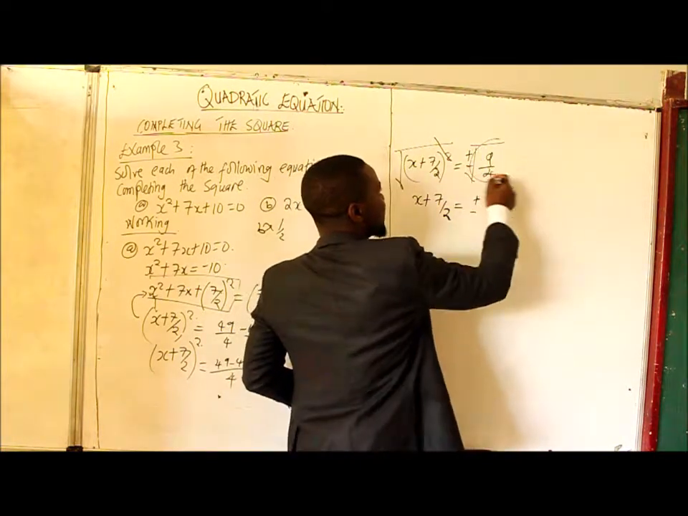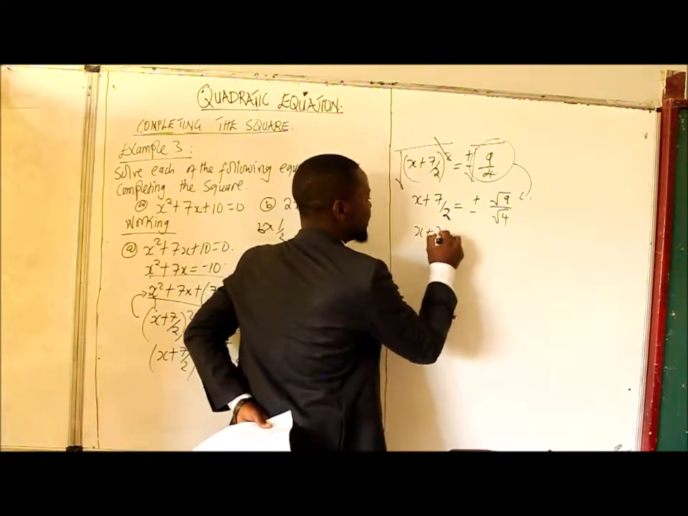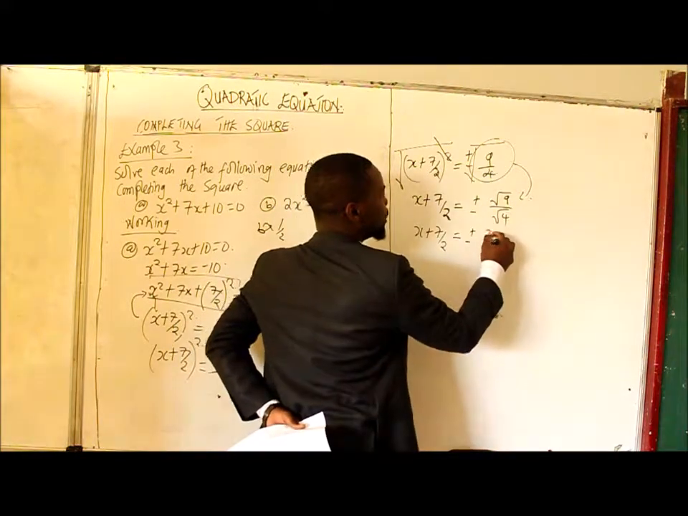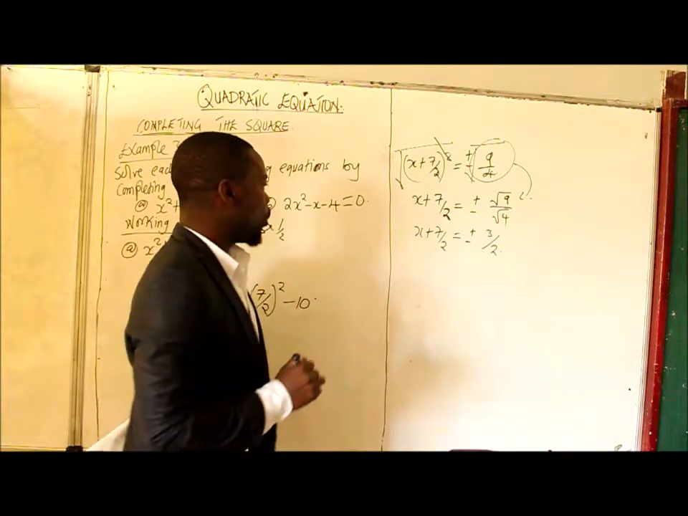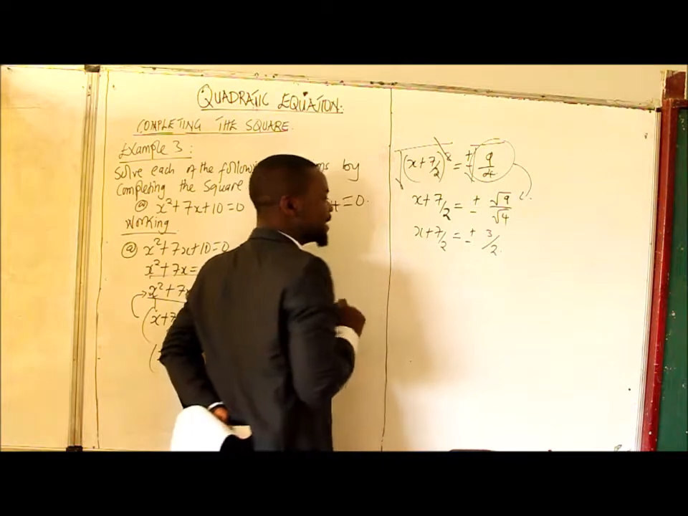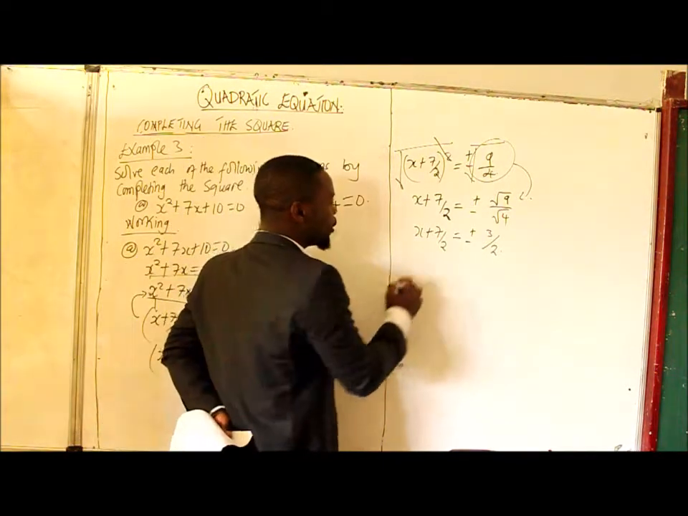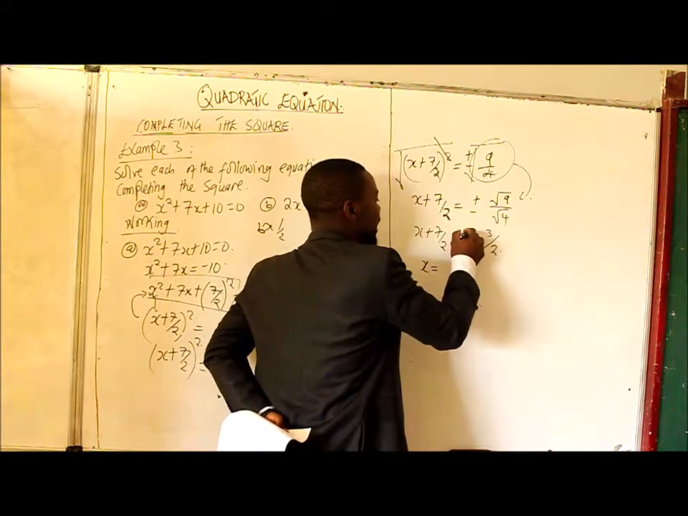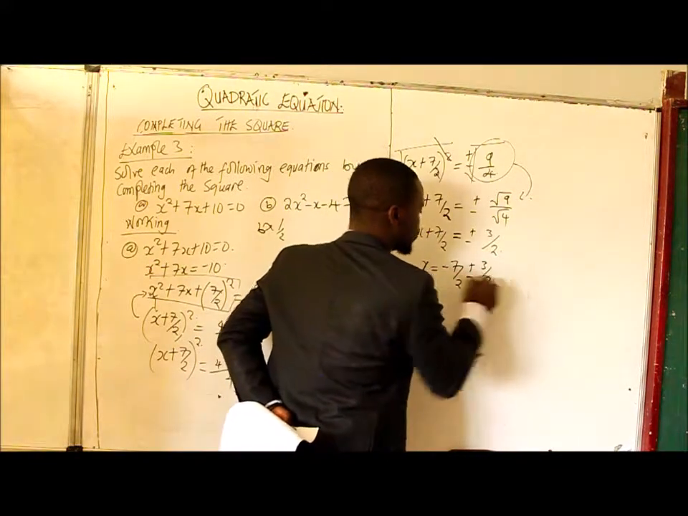So this expression here is the same as this expression. So we are having x plus 7 over 2 is equal to positive or negative. Square root of 9 is what? Is 3. Square root of 4 is what? It's 2. Alright. So when you have reached this stage, make sure that you make x the subject of the formula. Therefore, we are going to have x is equal to, when 7 over 2 crosses the equal sign, becomes negative 7 over 2, positive or negative 3 over 2.